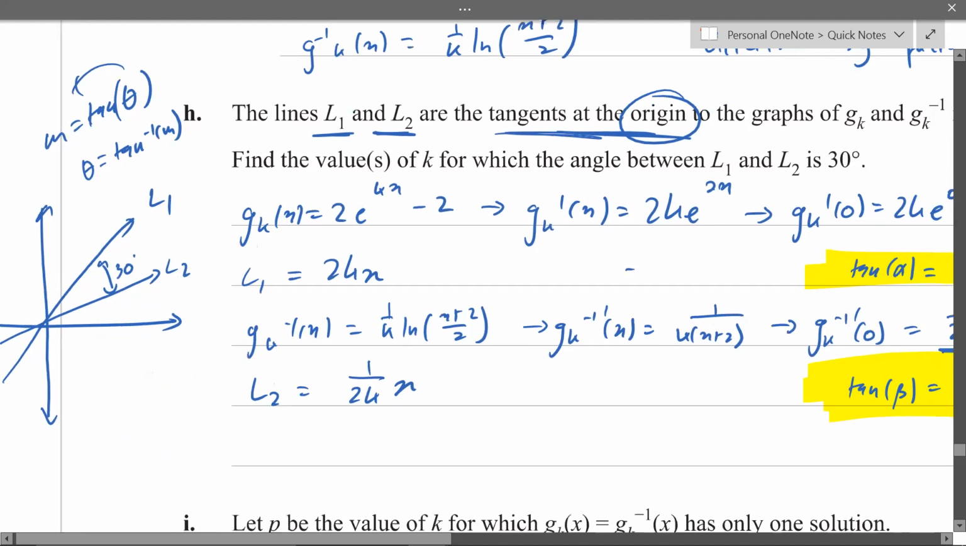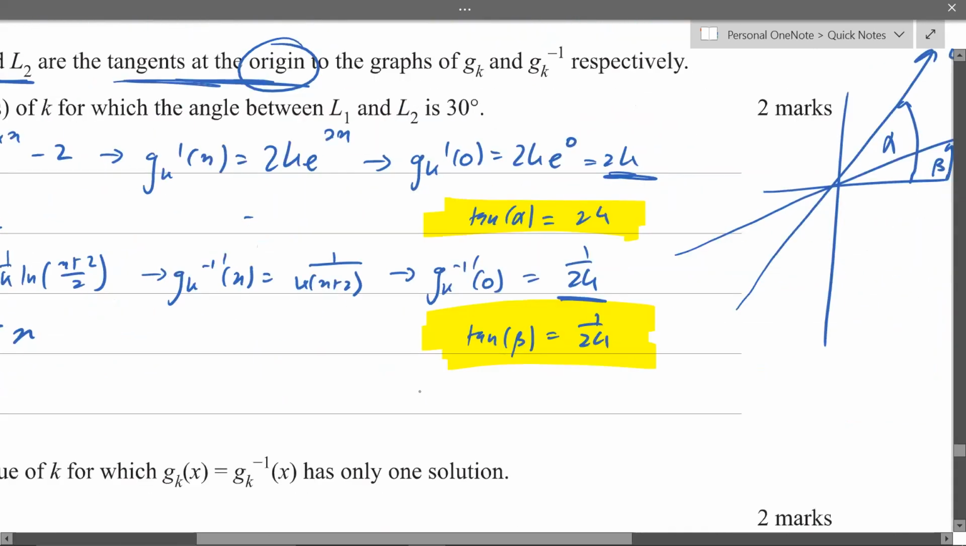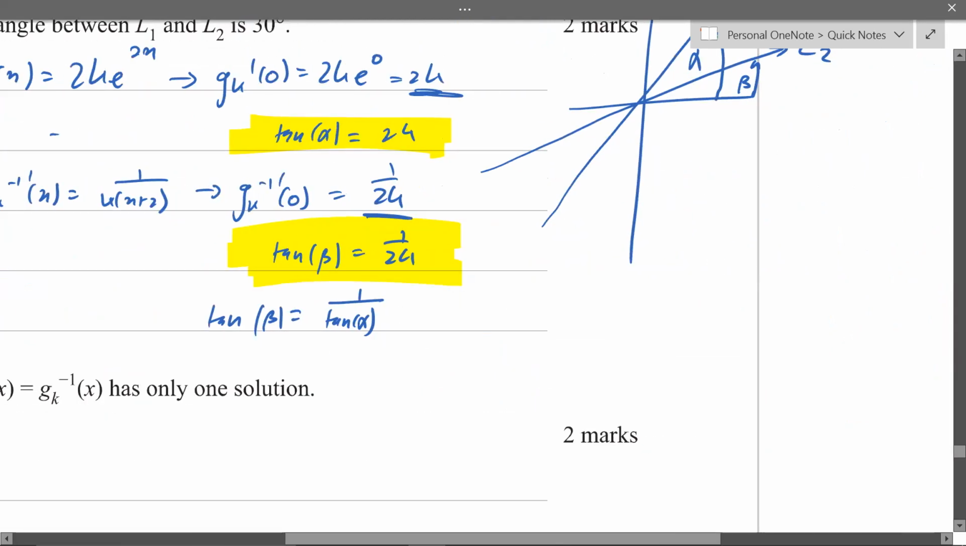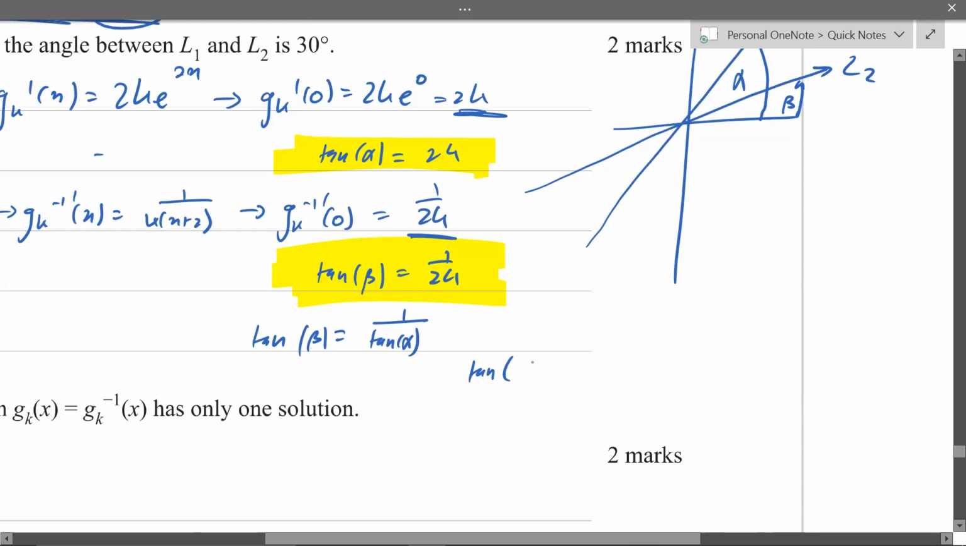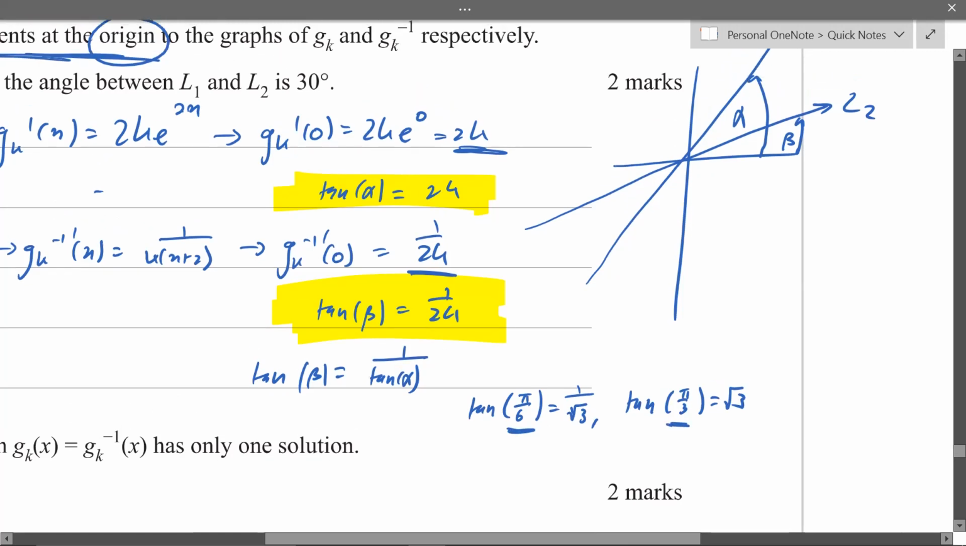But if you actually look at the gradients, tan alpha has to be equal to 1 on 10. Nope, other way. Tan beta has to be equal to 1 on tan alpha. And if you remember your exact values table, there's only actually one angle that this holds true, or there's two, because tan pi on 6 is 1 on root 3, and tan pi on 3 equals root 3. So you can see that these two angles would be the only angles that fulfill this condition.